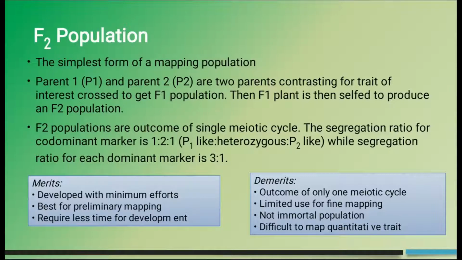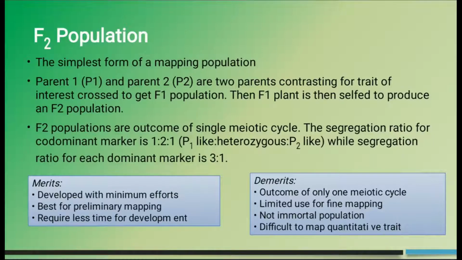First is the F2 population. This is the simplest form of mapping population. We cross parent 1 and parent 2 to get the F1, and the F1 is selfed to get the F2 population. The F2 population is the outcome of a single meiotic cycle. The segregation ratio for a codominant marker is generally 1:2:1, while for a dominant marker it is 3:1.